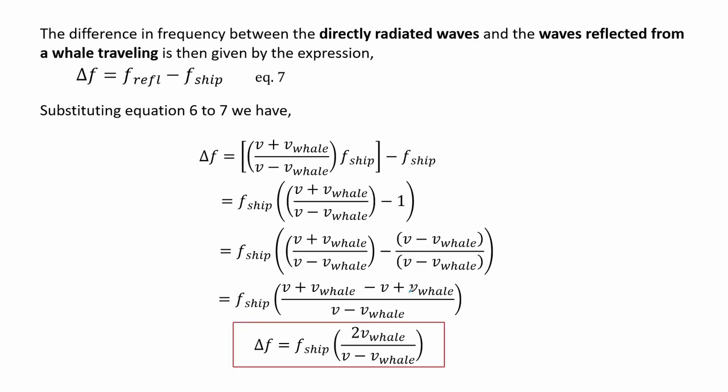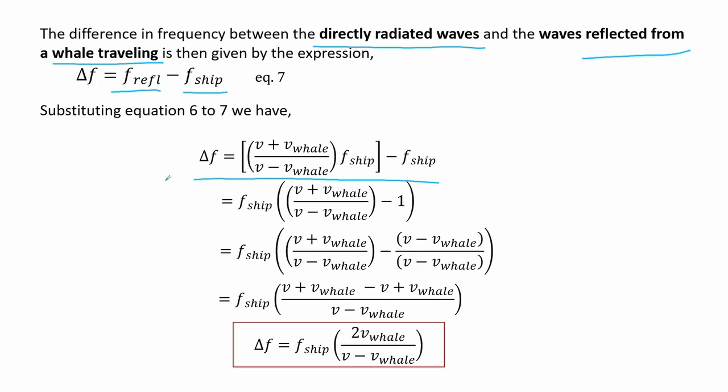Now, the difference in frequency, as we mentioned earlier, is the difference between the directly radiated waves and the waves from the whale traveling. But note that there's a special case here because we wanted to take the difference from a high frequency minus the low frequency. Now, since the ship and the whale are basically approaching together, then the reflected waves would be higher. Hence, we have F reflected minus F ship. So, substituting the equations we obtained earlier, 6 and 7, we get this general expression.